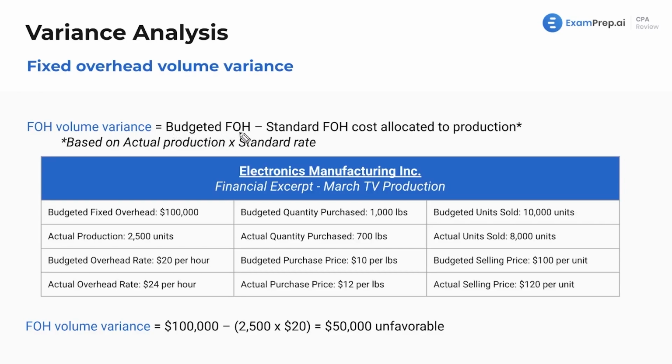Here we have budgeted fixed overhead minus standard fixed overhead cost allocated to production. And you see by this nice little star that to calculate this, it's actually actual production times standard rate. Now, this formula, obviously, as I stated, is a little different. Unfortunately, it's not as commonly tested as the others. If you have time, please memorize it. It'll help you. If you are in crunch time, focus on the ones before, and you will be just fine.